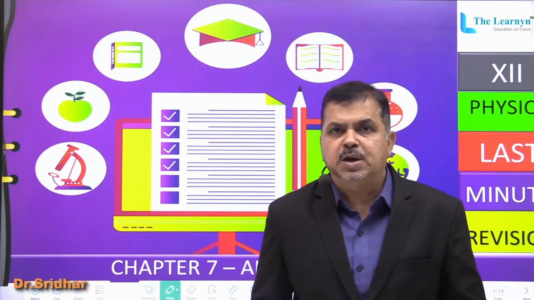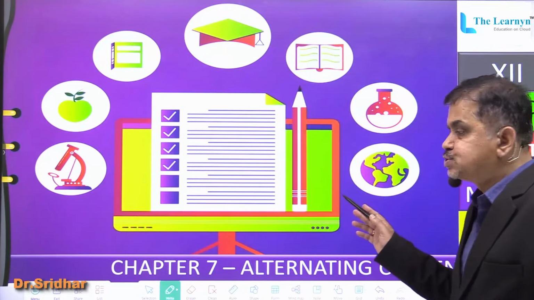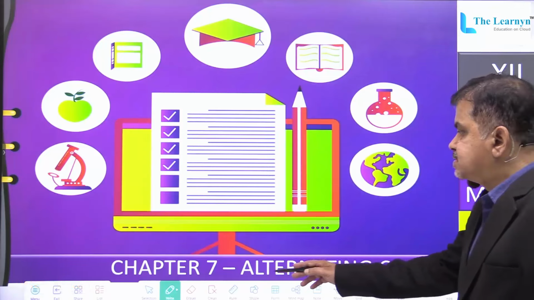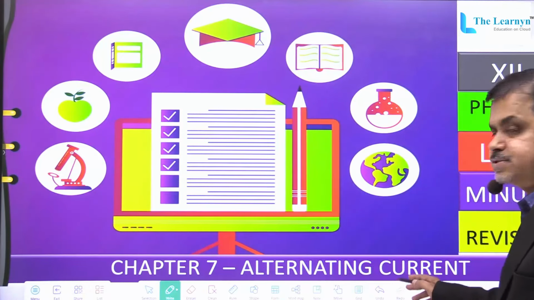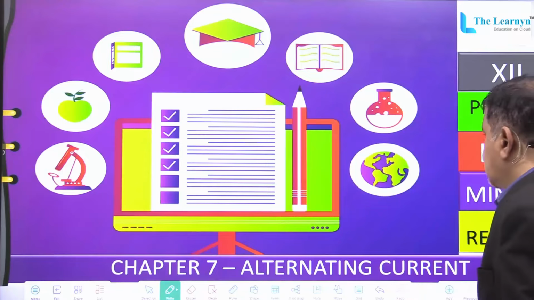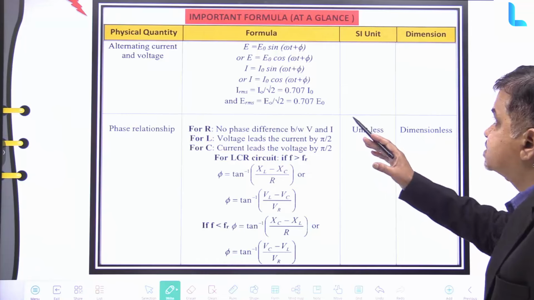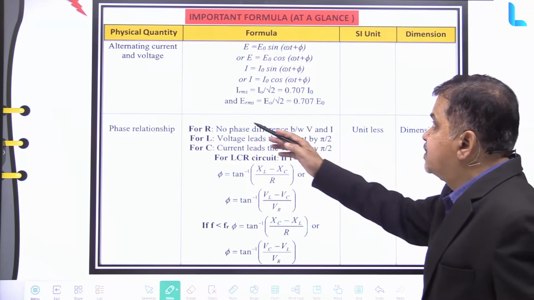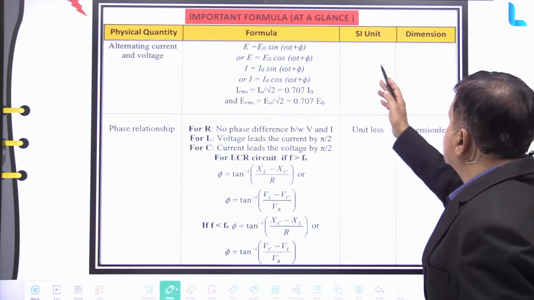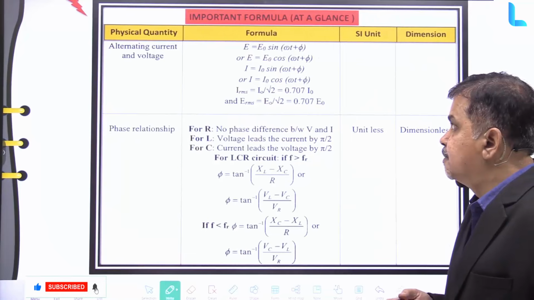So now let us do a last minute revision on the subject of physics for class 12 CBSE. So we'll take up chapter number 7, that is alternating current. Here you can see in this particular slide a table consisting of some important formulas at a glance. We have the physical quantities, their formulas, their units, and also the dimensions given in this table.